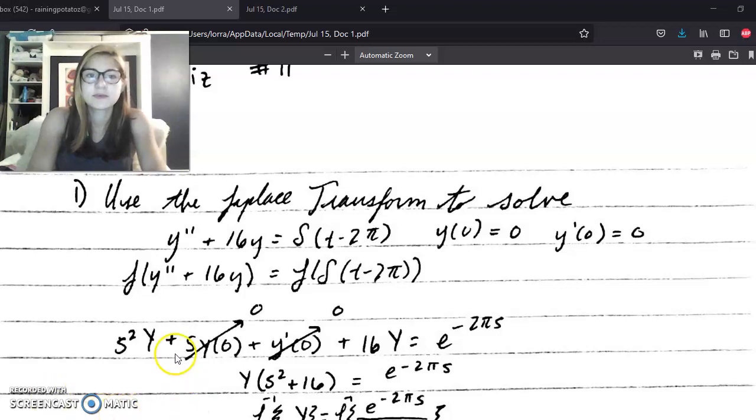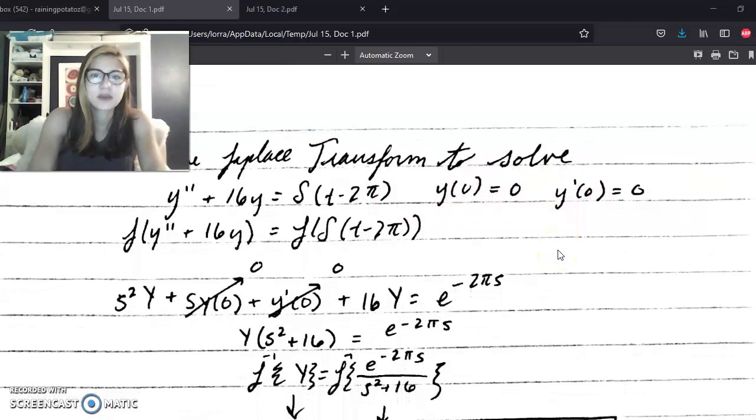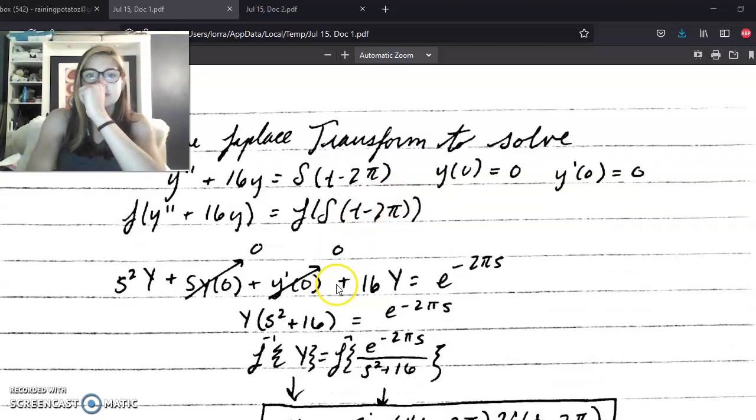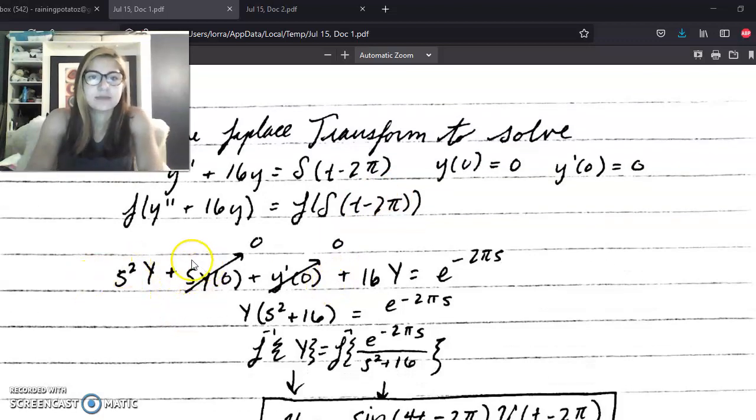So the first problem in this quiz was to use the Laplace transform to solve y double prime plus 16y is equal to delta(t minus pi), with y of 0 equal to 0 and y prime of 0 equal to 0. So you just take the Laplace of both sides, and this is a direct delta function, so you have s squared Y minus sy(0) minus y prime(0) plus 16 capital Y is equal to e to the negative pi s.